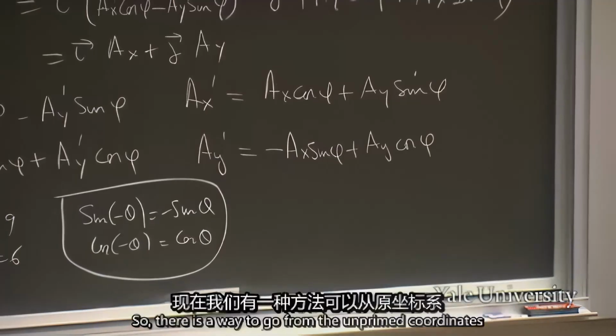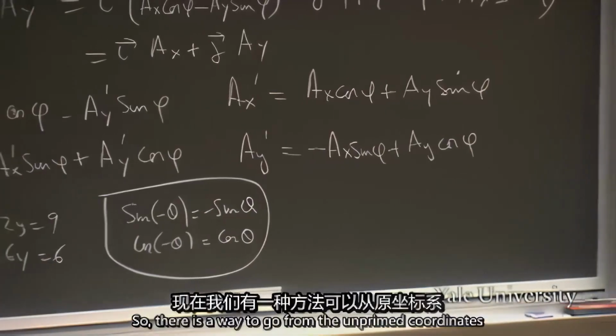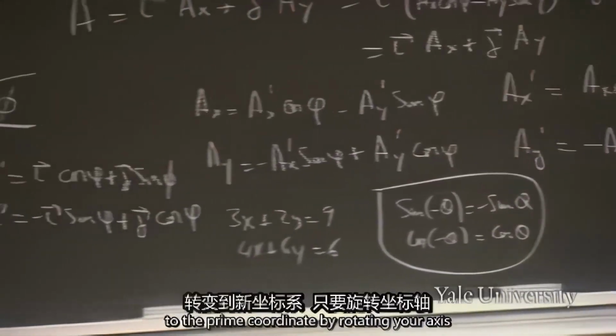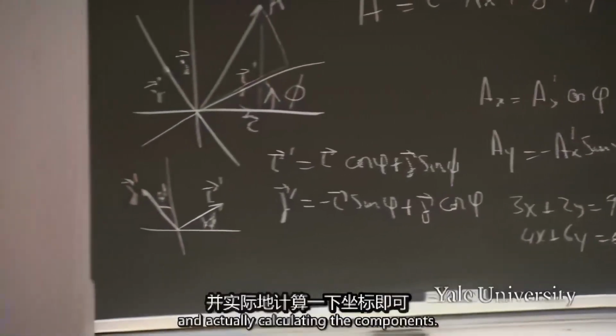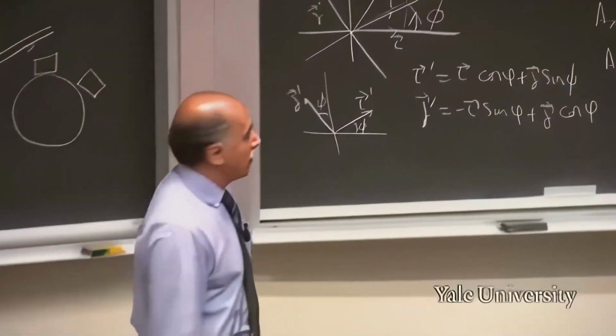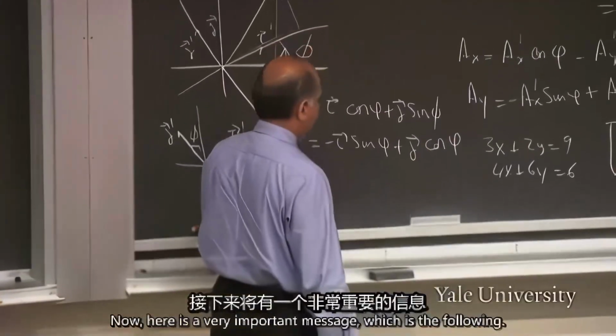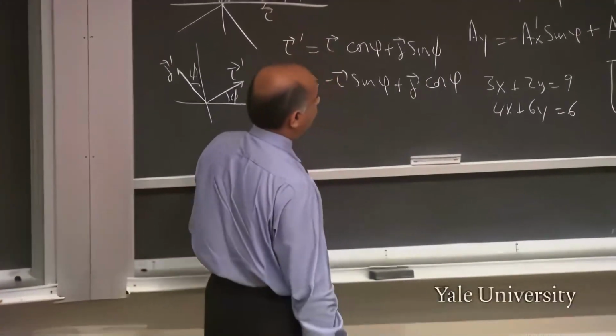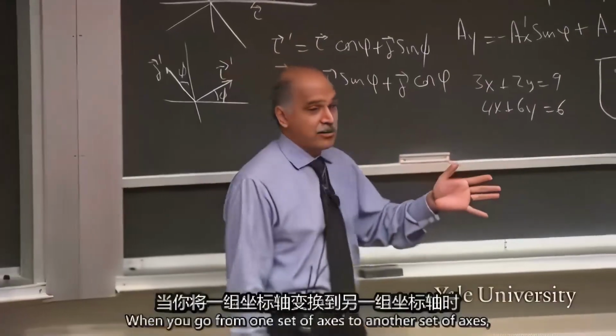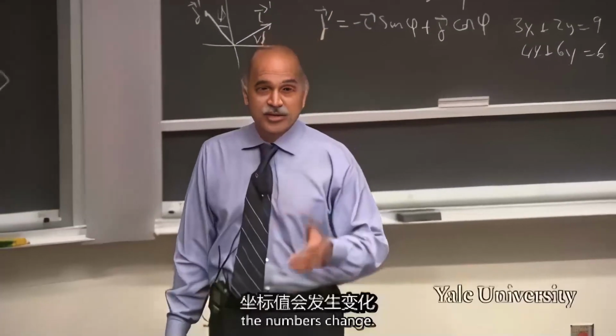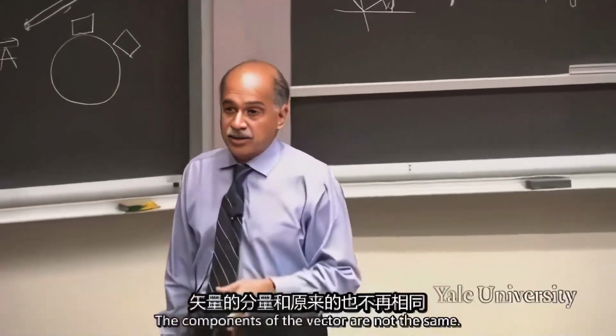Okay, so there is a way to go from the unprimed coordinates to the primed coordinates by rotating your axes and actually calculating the components. Now, here is a very important message: when you go from one set of axes to another set of axes, the numbers change. The components of the vector are not the same.